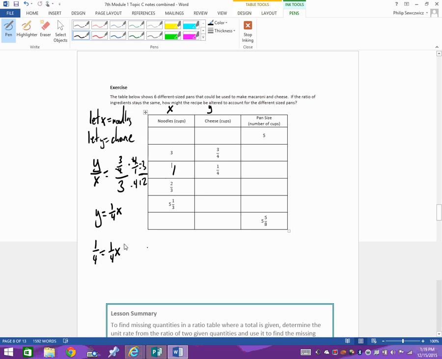Now again, mathematically, we're multiplying by the reciprocal. Well, what is 1/4 times 4? It does give me 1. So that's where that piece is coming from.